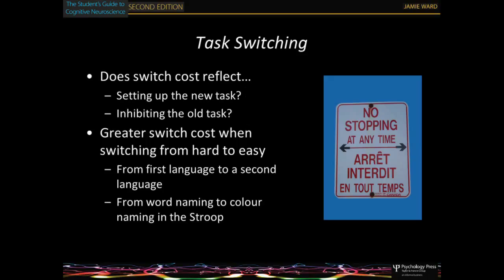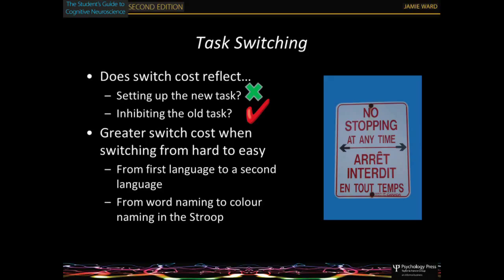Now the interesting thing here is, why is it that you've got this particular switch cost from switching from one thing to another? And there are two possibilities. One thing you have to do is activate your new task. And the other thing you have to do is switch off your old task. Of course you have to do both, but what is it that gives rise to the cost? Well, the answer seems to be that it's more to do with inhibiting the old task, switching the old task off rather than setting the new one. This contributes to most of the slowing in the reaction time and most of the activity in the brain when you measure it with fMRI.